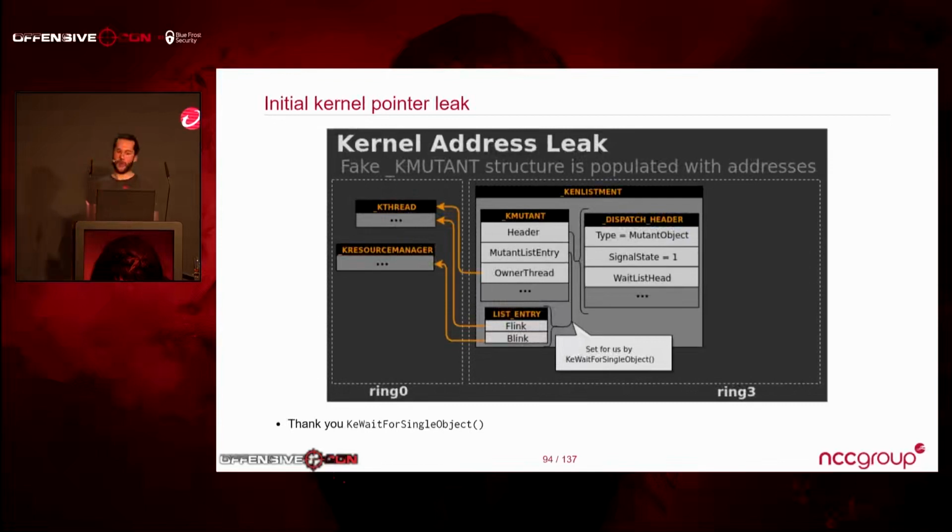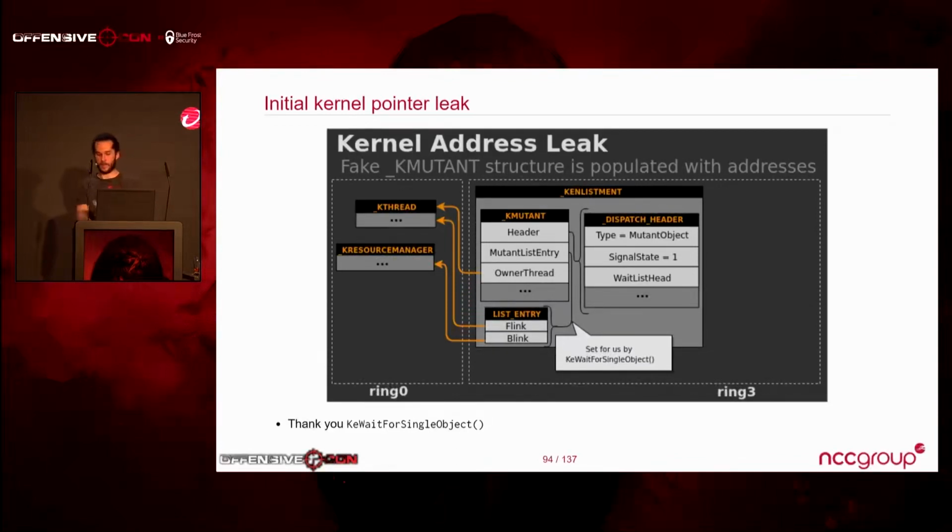And while we're trying to find a right primitive, we noticed that we were building some fake enlistment with right structures inside the enlistment. And we noticed that the enlistment that was touched by the kernel actually leaked some pointers into our fake enlistment, because the mutex of the enlistment, which is the KMUTANT here, gets two pointers added to a linked list. One points to a KTHREAD, which is the current thread running in kernel, and the other one points to the KRESOURCEMANAGER, which is very cool, thanks to KeWaitForSingleObject.